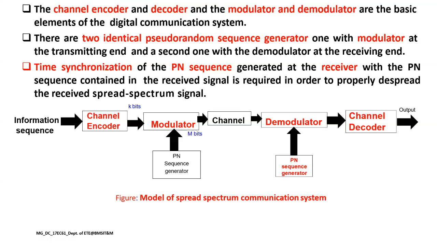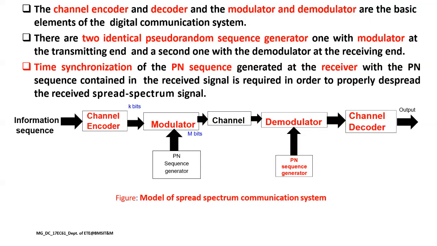And these pseudo noise codes: there are a variety of pseudo noise codes. Among them, the more popular pseudo noise codes are the Gold sequence, then the Edward sequence. We'll see how to generate those sequences and what their properties are in the upcoming lectures. So this is the model of the spread spectrum communication system.